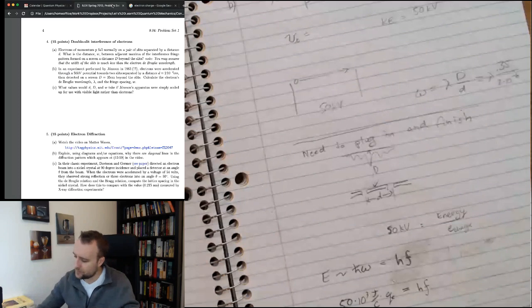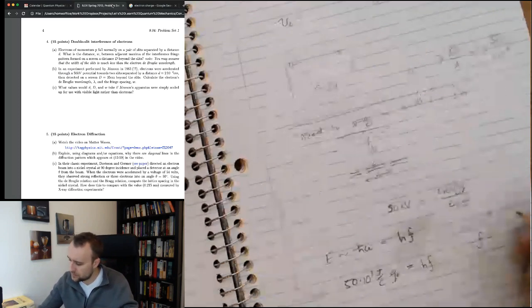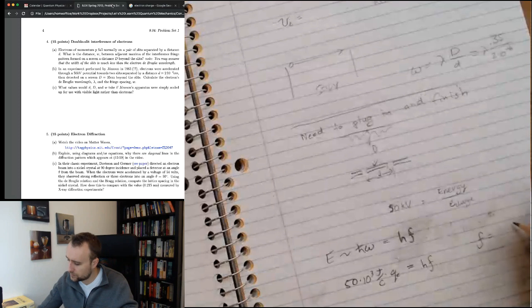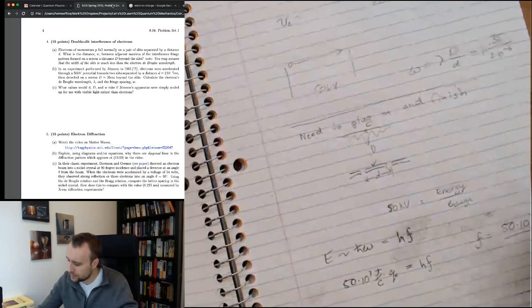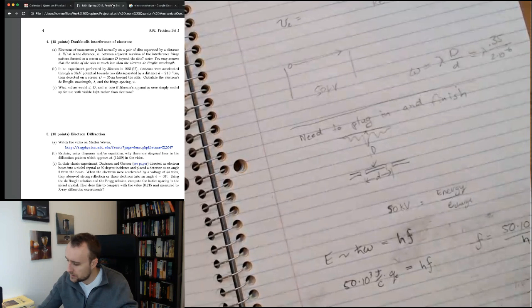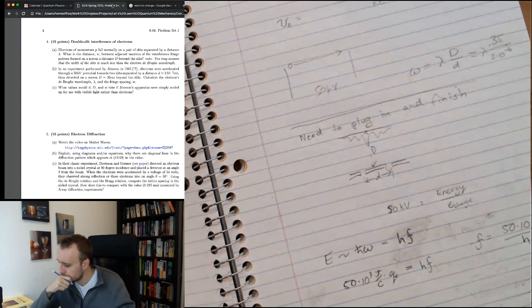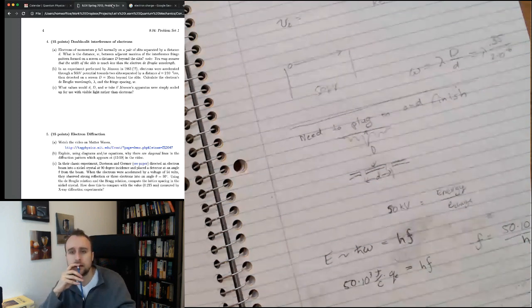So I can find this frequency is equal to 50 times 10 to the third times Q electron divided by h. But I don't know whether I can get the wavelength from that, and that's what I need for this question.